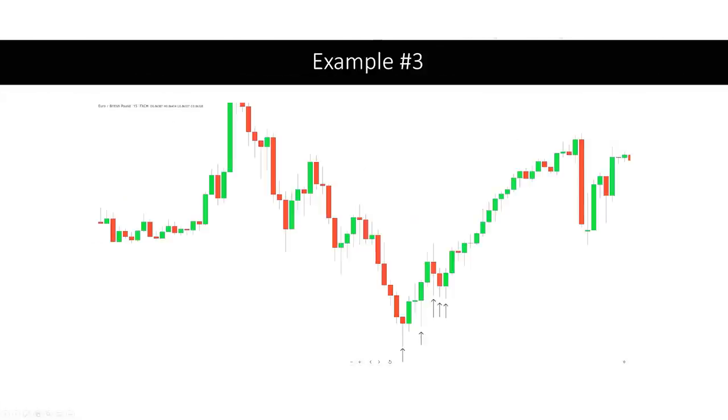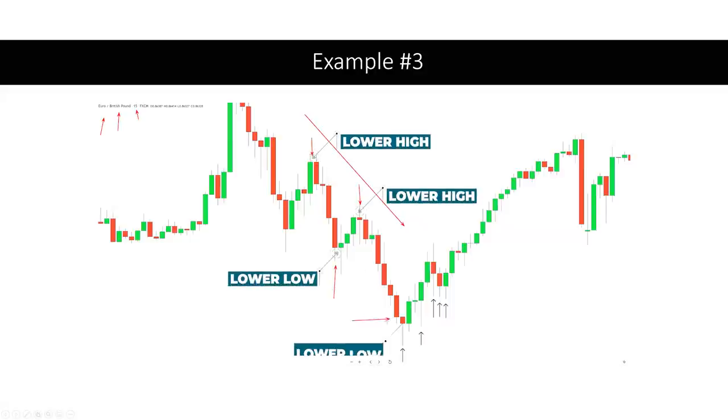Our final example here is on Euro British Pound on the 15-minute time frame. Now, you can clearly see that the overall structure of this market was pushing bearish, price making lower highs, lower lows, lower highs, and lower lows. What you anticipate at this stage is price to pull back to create some sort of lower high and then see the market continue down.